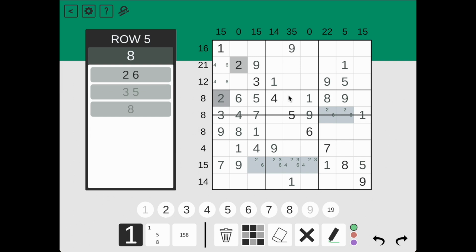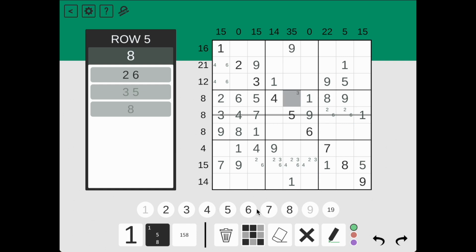Okay, I'm going to look at this row because there's only 2 digits missing. I have 1, 2. I don't have a 3, so that's here or here. Then I have 4, 5, 6. And I don't have a 7. So this is either 3 or 7. This is 3 or 7.